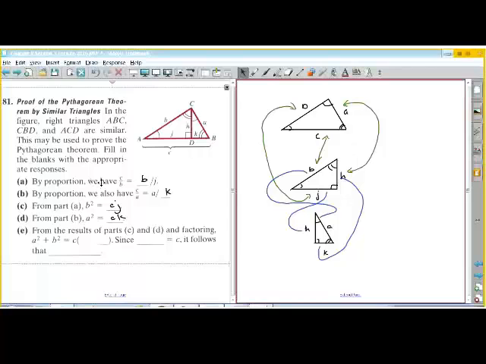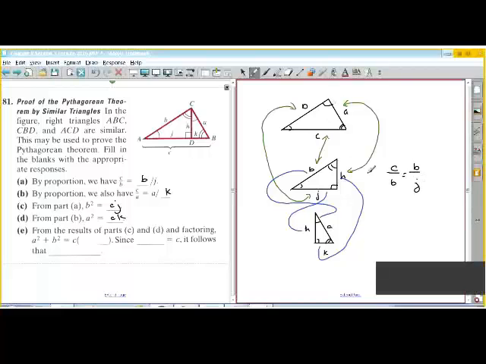So what they were asking was, by proportion, they have this ratio. The proportion is that C over B is equal to B over J. We're going to use the left-hand side to be the large triangle. So we see that side C is the hypotenuse, side B is the longer side. If I compare these two, the hypotenuse is B and the longer side is J. So I get C over B is equal to B over J. That's where that comes from.